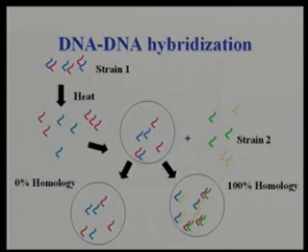So that's how you would use the test. Again, it's not done in the clinical microbiology laboratory, and it's rarely done nowadays outside of a few labs anyway, because genomics is beginning to take over.